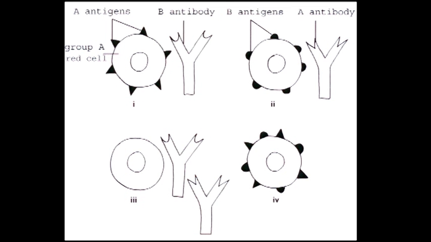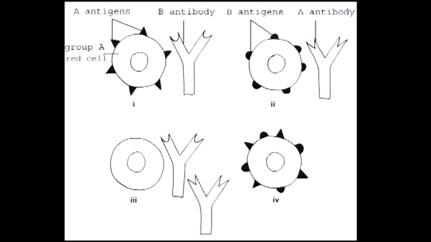Now, if someone is blood group AB, they have A and B antigens on their cell surfaces. So if someone is blood group AB and they give blood to someone who is group A, then the B antigens on the AB donated red cells will interact with the B antibodies in the group A recipient's plasma.